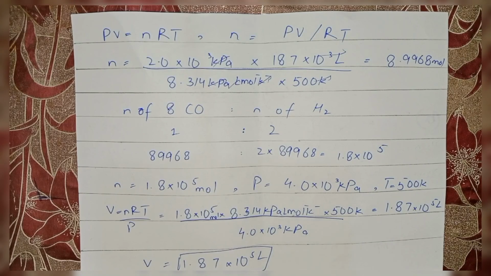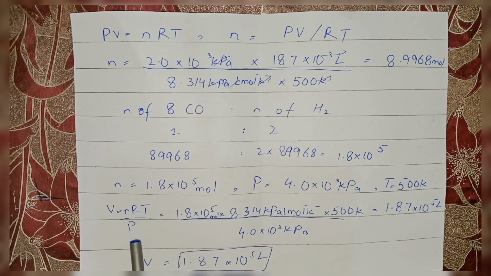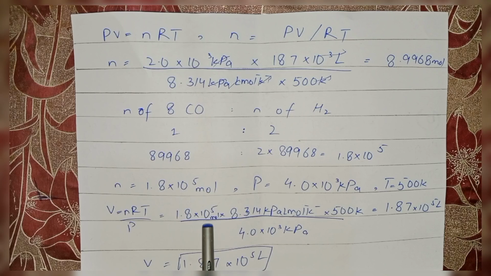So the moles of the hydrogen are 1.8 into 10 raised to the power 5 moles, and pressure is 4.0 into 10 raised to the power 3 kilopascal. Temperature is 500 Kelvin. We know that V is equal to nRT over P. We put the values into this equation, where moles are 1.8 into 10 raised to the power 5 mole, universal gas constant is 8.314 kilopascal liter per mole per Kelvin, temperature is 500 Kelvin, and pressure is 4.0 into 10 raised to the power 3 kilopascal.